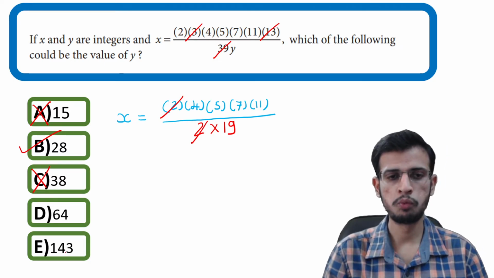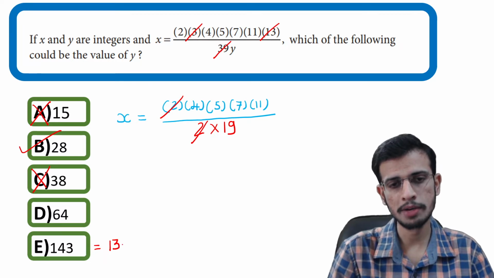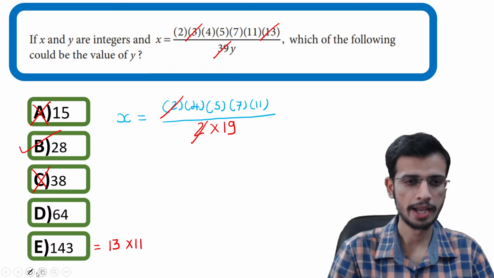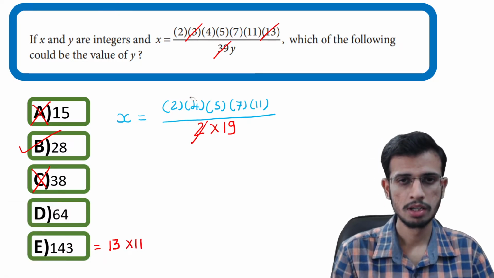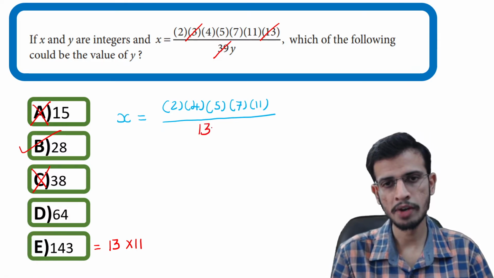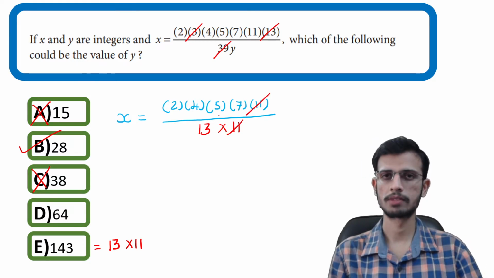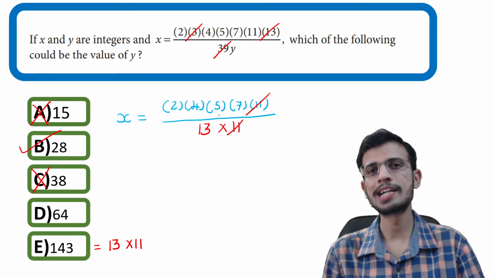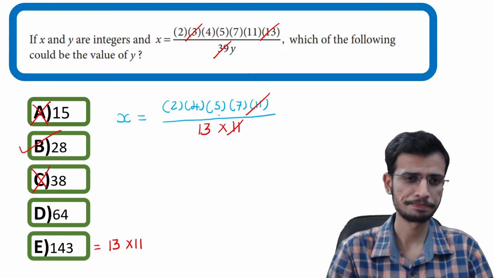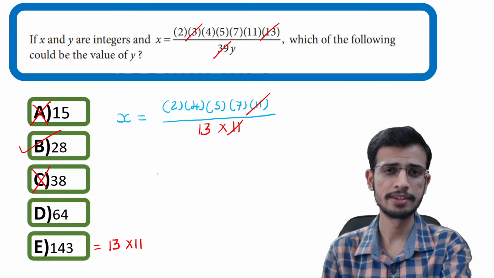If you are putting 143, that is equal to 13 into 11, in this case we will be able to cancel 11, but we won't be able to cancel 13 because in the numerator we don't have multiples of 13, right? So E will be incorrect.